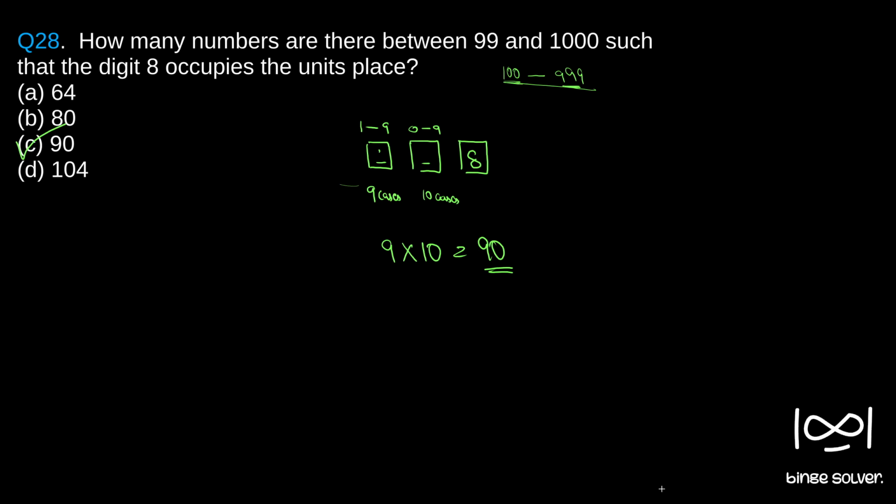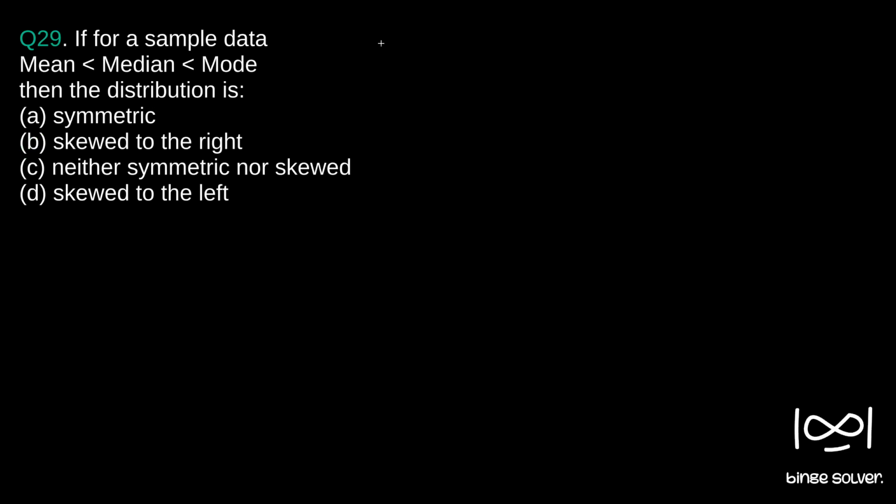Next question, question 29. If for a sample data, mean is less than median is less than mode, then the distribution is: A, symmetric; B, skewed to the right; C, neither symmetric nor skewed; D, skewed to the left. In this question, 3 terms are used. These are concepts from statistics, so if you are not familiar, it will be a difficult question. Usually we don't see such questions in CSAT.